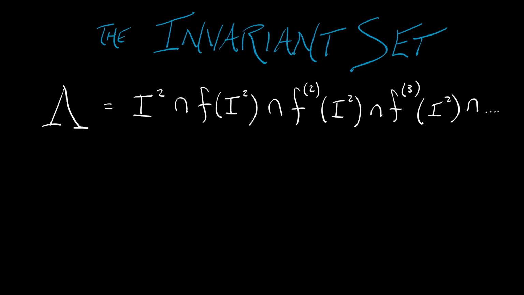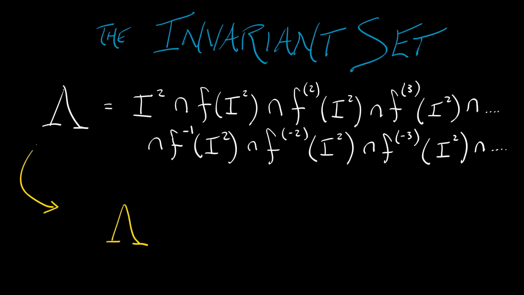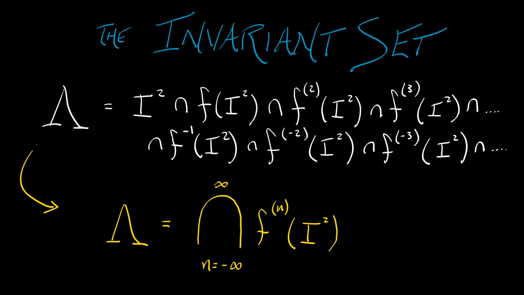But we're not done. We need to iterate the inverse as well. We need to take F inverse of the square, take the intersection of everything with that. Then we need to apply the inverse again. I'm going to write that as F with a -2 in parentheses in the superscript. Keep going, keep going. In the end, a compact way to write this set lambda is as the net intersection over all integers n from -infinity to +infinity of the nth iterate F of the square. Keeping in mind that if n is equal to 0, applying that map F 0 times means you do nothing. So it's just the square.